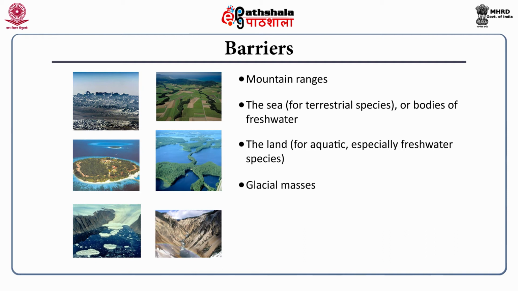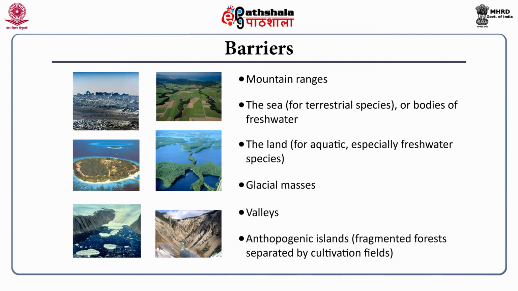Glacial masses: in between the glaciers that separate two land masses, it is not possible for a reptile to cross from one side of a glacier to the other. But again, that depends upon which species. For a reptile it's not possible, but in the case of a bird it might be possible. It depends upon the range that the birds can fly. Valleys, anthropogenic islands, fragmented forests separated by cultivation fields. That is also a kind of island. Earlier, it used to be a contiguous forest, then separated by human agriculture into different kinds of islands.